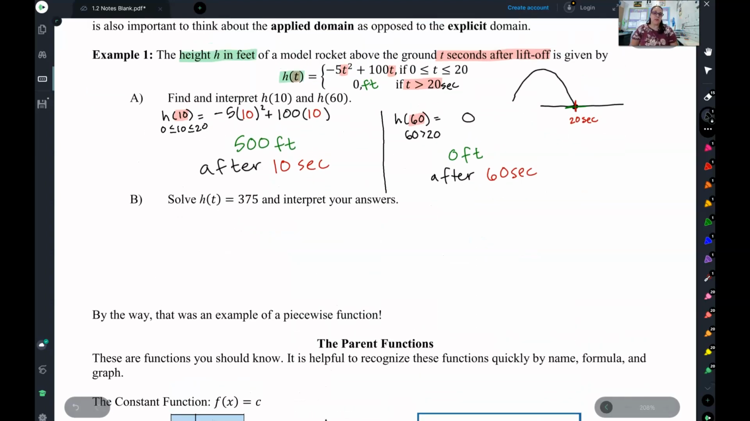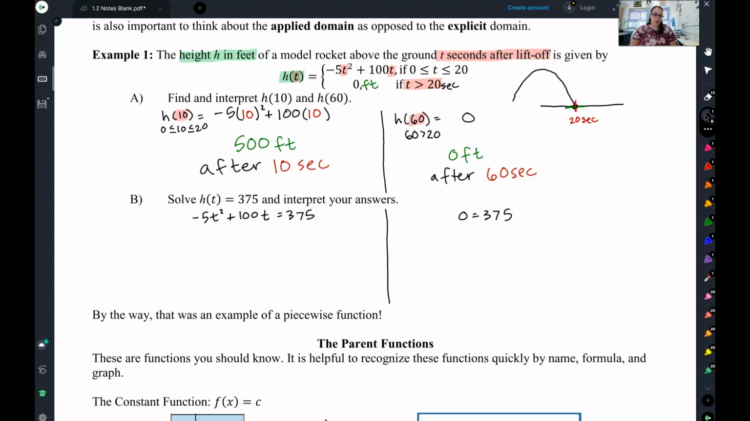Let's do a different one. h of t equals 375. We talked about this last time, that if it equals, that means I need to set the equation equal to that number. Now some of you might say, hey, Mrs. Johnson, I have two equations here. Which one do I set it equal to? Well, typically with piecewise functions, you want to set every single part of your piecewise function equal to that number. So if your piecewise has 3 or 4 parts, set each part equal to that number.